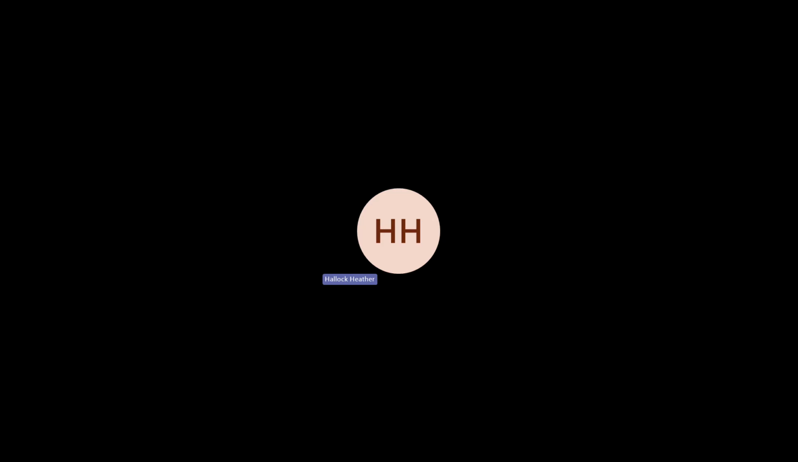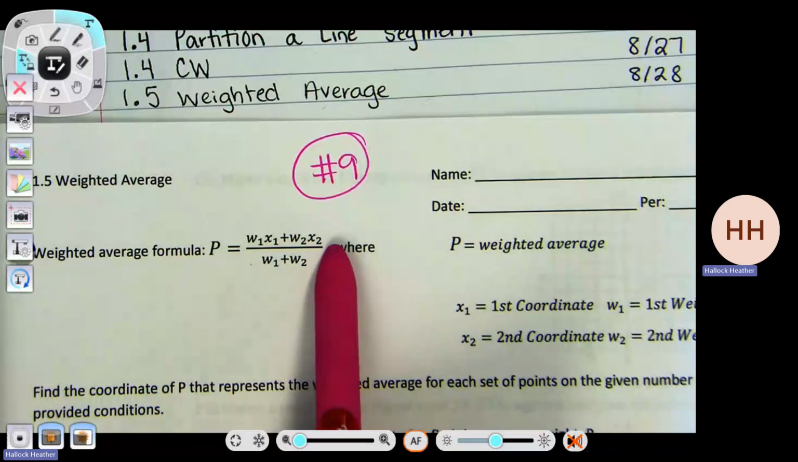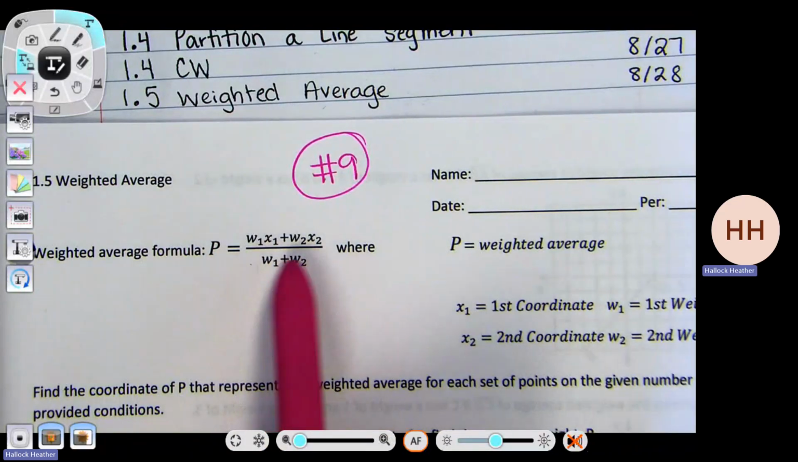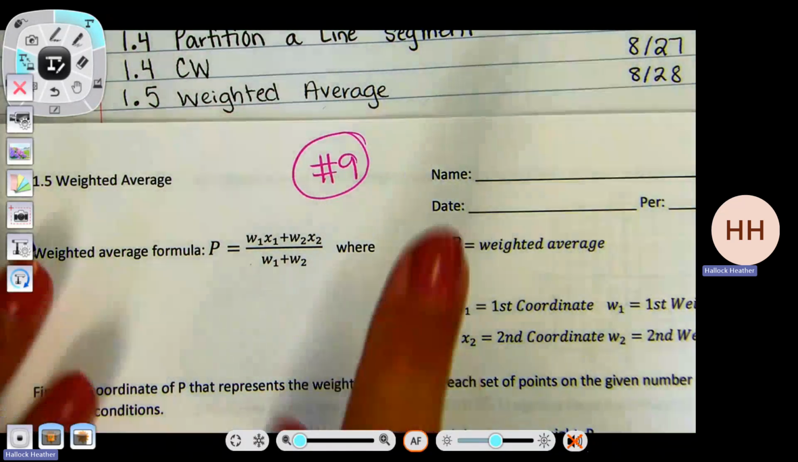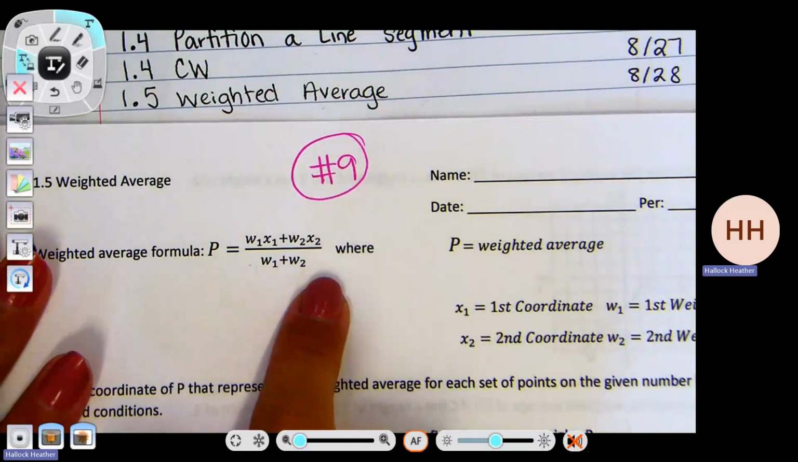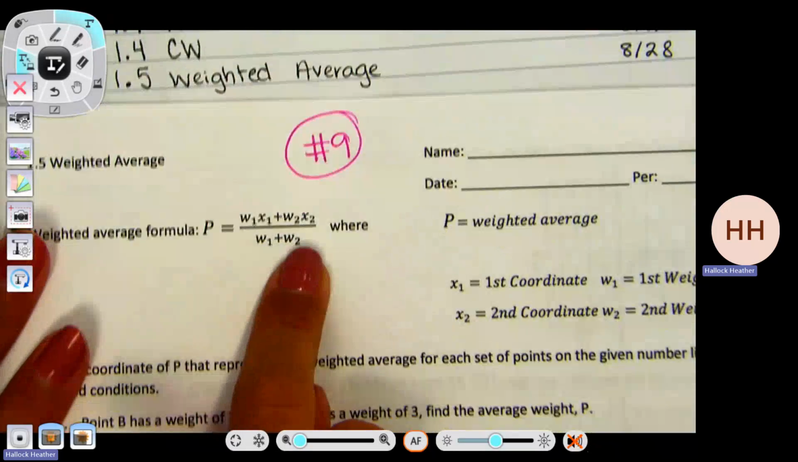Location of the point, and you're adding the second weight, but the second weight is multiplied by the location of the second point. And then you're dividing by the weights added together, because when you find the average or the mean of something, you add something together and then you divide by that, okay? So this sounds really confusing. It looks really confusing. It is not terrible.